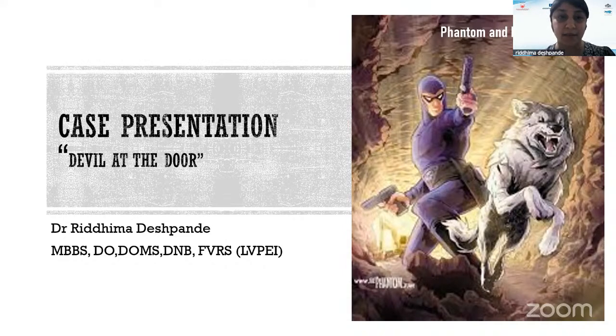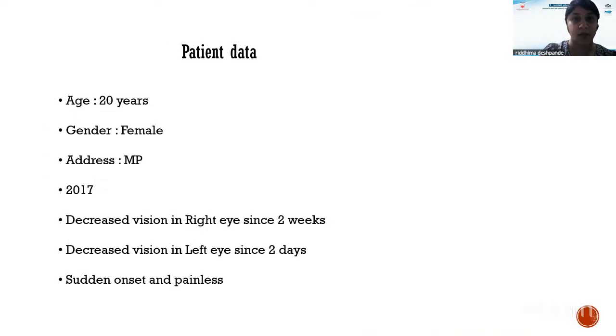So my case is titled Devil at the Door because Devil is the name of Phantom's pet wolf. And the disease that I'm going to present has something to do with the wolf, and it is often described as being the devil because of the debilitating nature of the disease. Now, this was a 20-year-old female who presented to us with diminution of vision in right eye since 2 weeks and left eye since 2 days, which was sudden onset and painless.